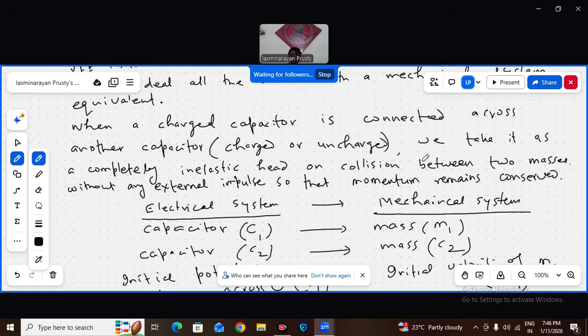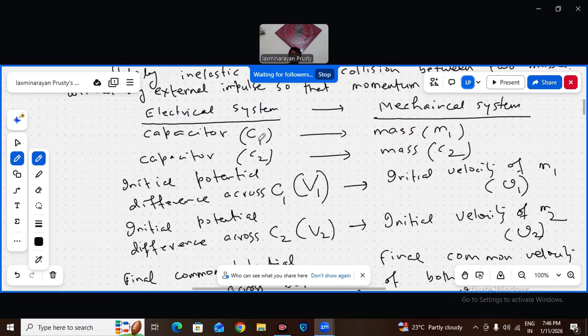That means collision between completely inelastic, in a plastic collision between two masses in a head-on manner. And I told there is no external impulse during the collision, so momentum remains conserved. With that, I am going to correlate with this charging of a capacitor by another capacitor. Let us see this.